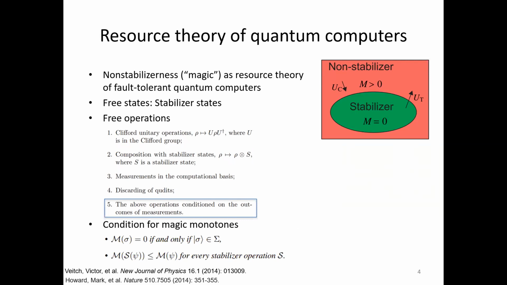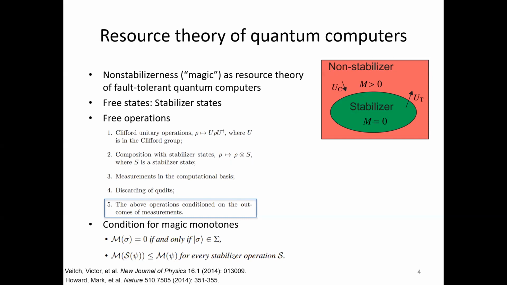For this, people put forward the resource theory of quantum computing. Here, magic, the distance from the set of stabilizer states, is seen as the measure of complexity of running a fault-tolerant quantum computer. The free states are the stabilizer states, and the free operations are stabilizer operations. In the first paper from 2014, these 5 conditions were put forward, which should be the free operations for stabilizers.